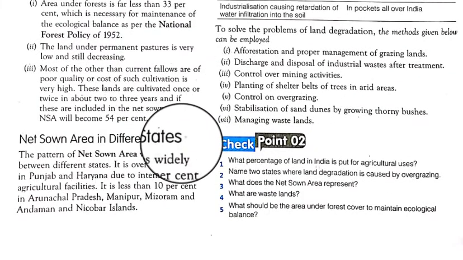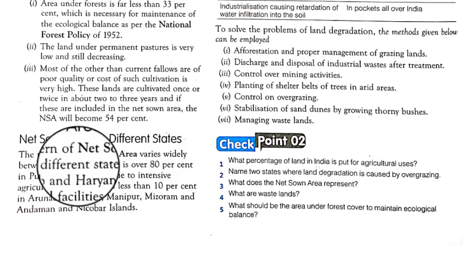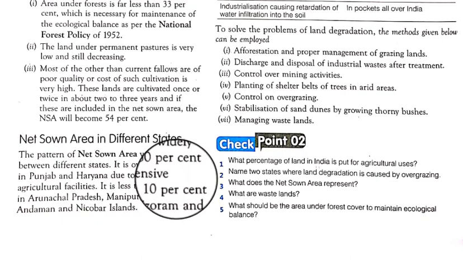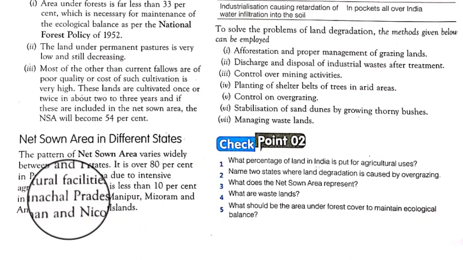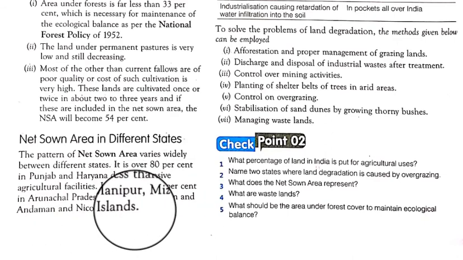Net sown area in different states. The pattern of net sown area varies widely between different states, and it is over 80% in Punjab and Haryana due to intensive agriculture facilities. It is less than 10% in Arunachal Pradesh, Manipur, Mizoram, and Andaman and Nicobar Islands.